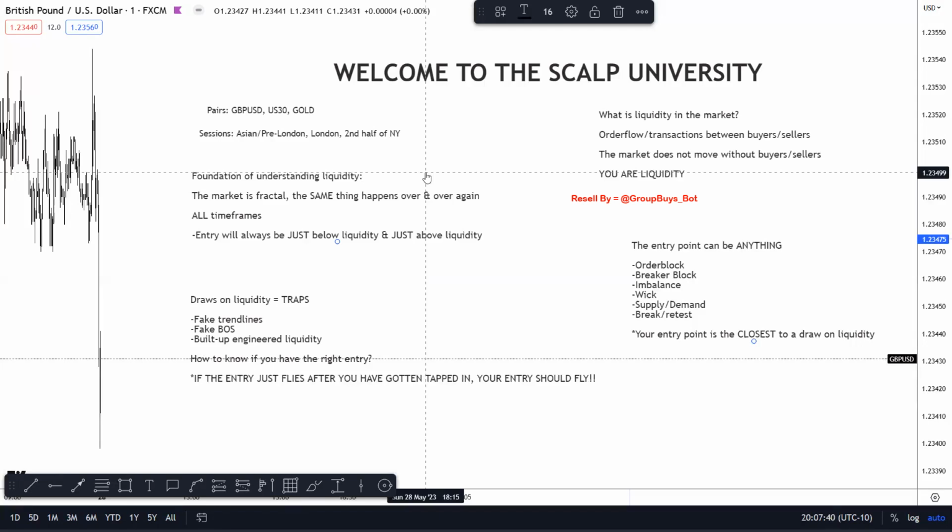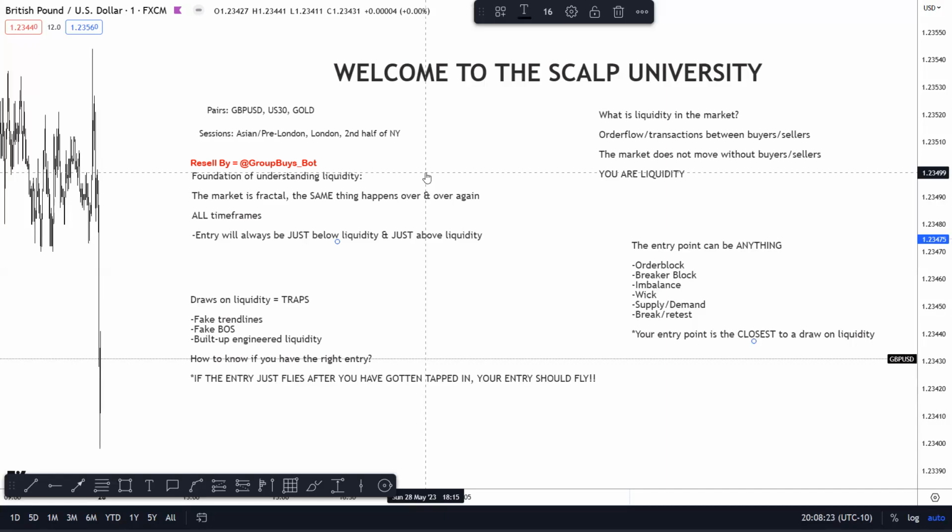So this first lesson is going to be on what exactly liquidity is in the market. I'm basically going to go over the basics of what liquidity is, if you don't already know. Liquidity is order flow and transactions between buyers and sellers in the market. The market does not move without buyers and sellers. So essentially, you are the liquidity. We all are the liquidity. We're all retail traders compared to all these bigger banks and hedge funds out there, and without any buyers and sellers in the market, there is no liquidity.